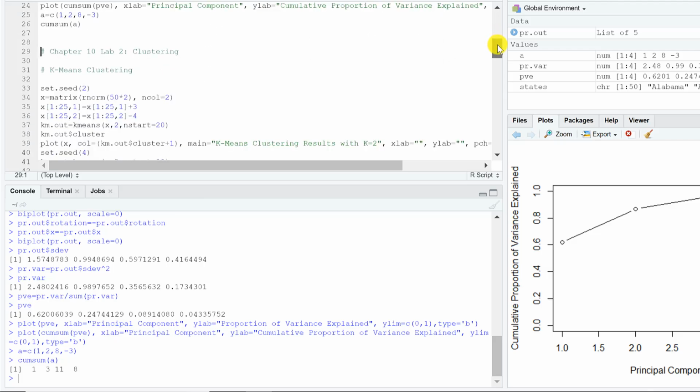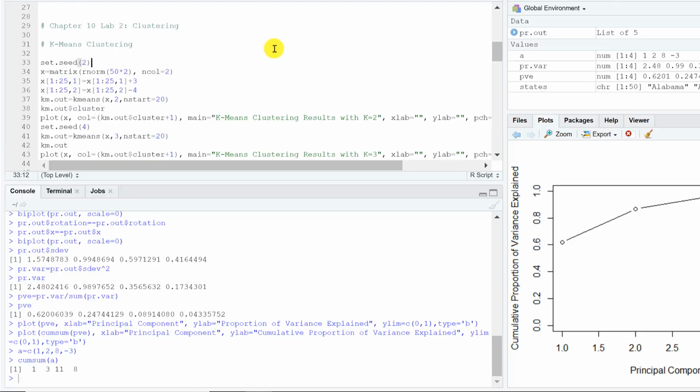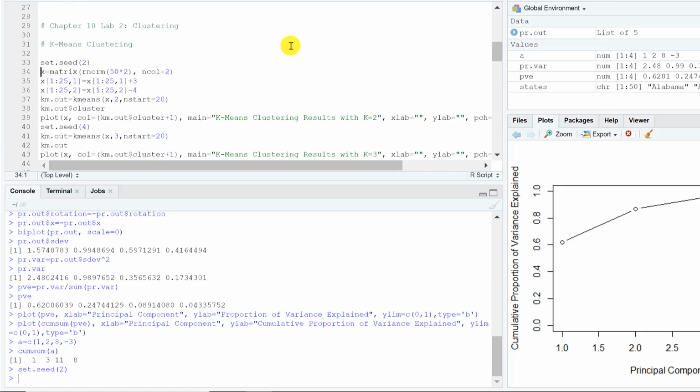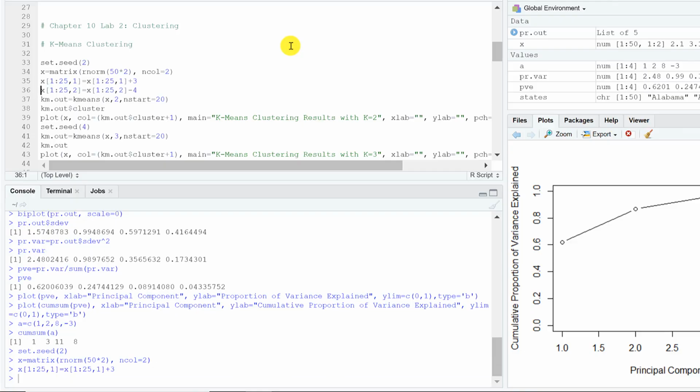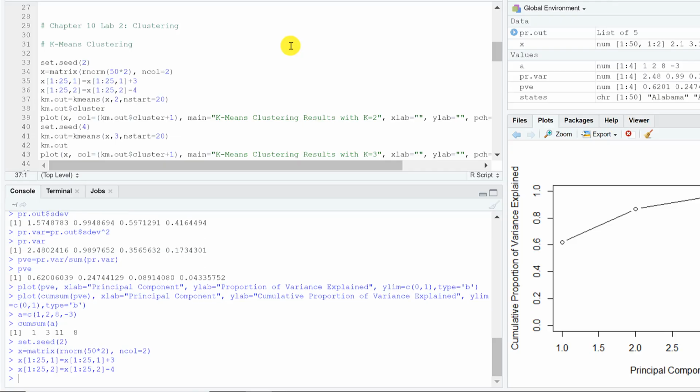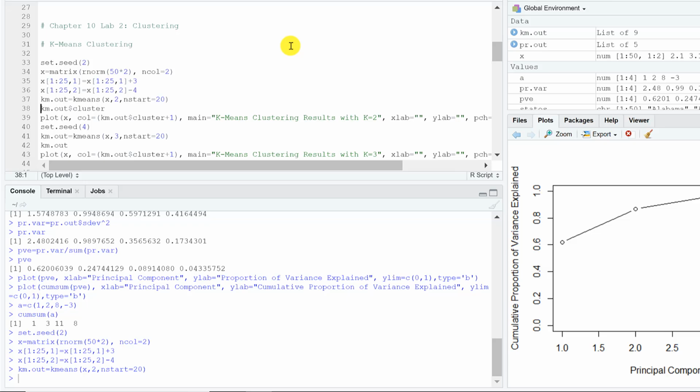Okay, so now we're going to look at some clustering. First, we'll walk through some k-means clustering. We're going to set our seed. Then we're going to generate some data. So X is going to be a matrix. It's going to be a random normal variable with 2 columns and 50 observations. And we're going to shift the first 25 of those +3 and -4 so that we separate these out. So the first 25 represent one class, and the second 25 represent what would be a second class. So there's something different in the locations between the first 25 and the second.